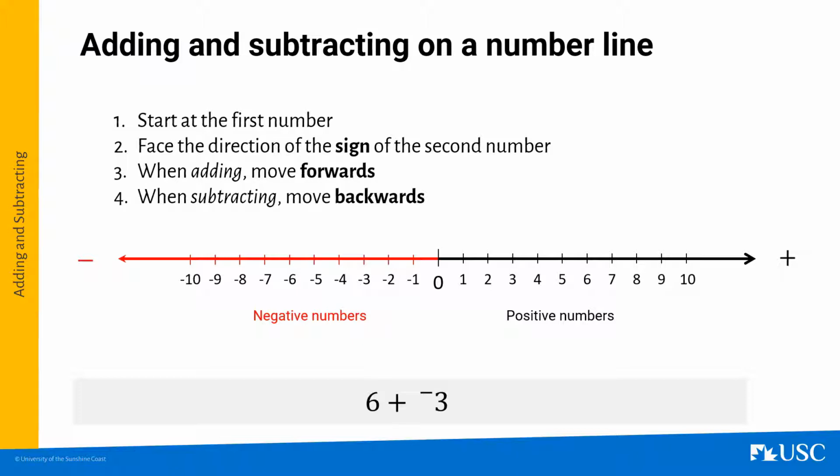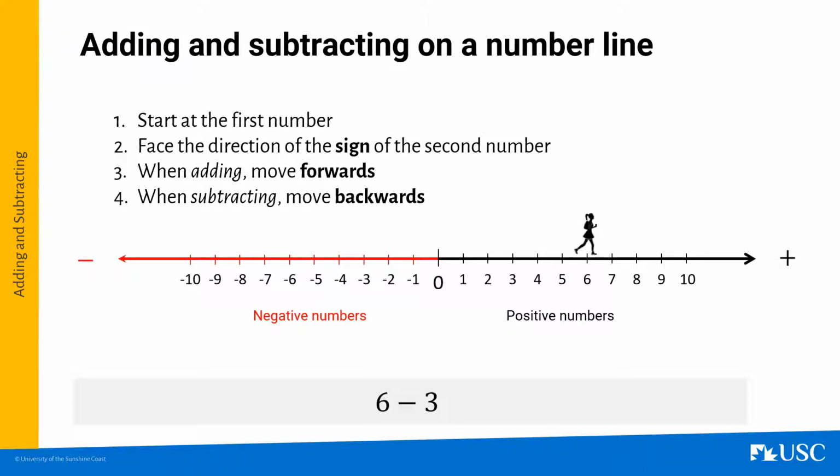In our second example, we have 6 plus negative 3. We'll start with 6 once again. Our second number is negative, so we'll face the negative direction, and we're adding, so we'll move forward 3. So our answer is 3.